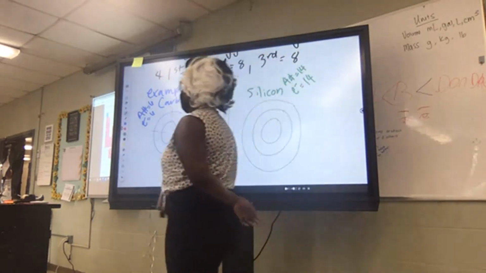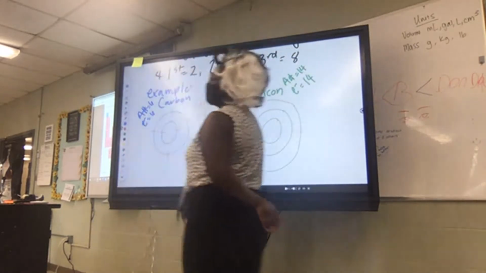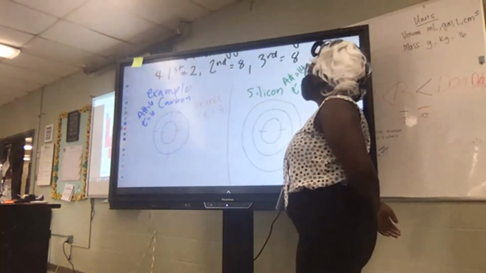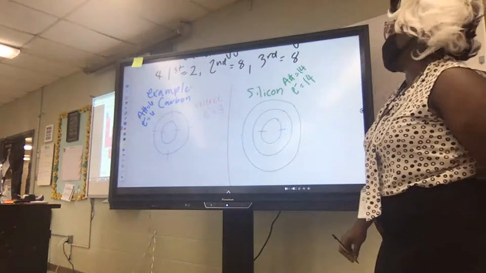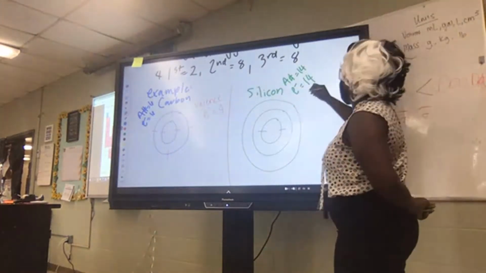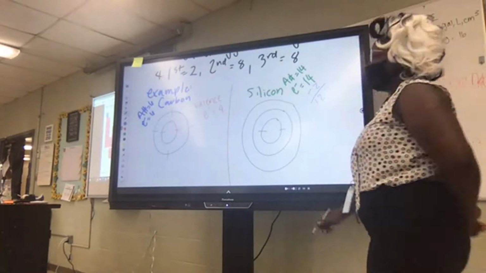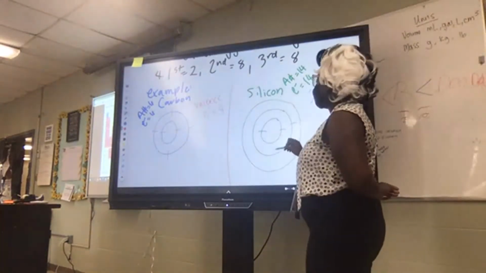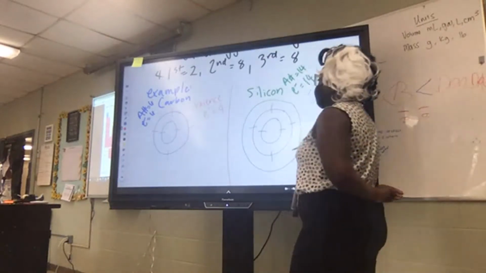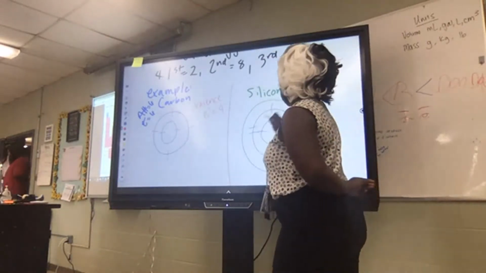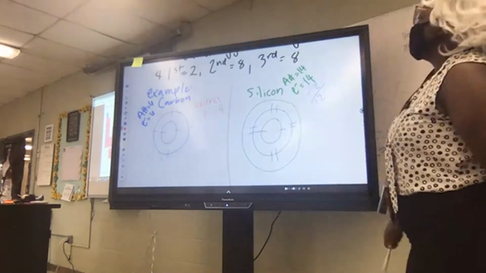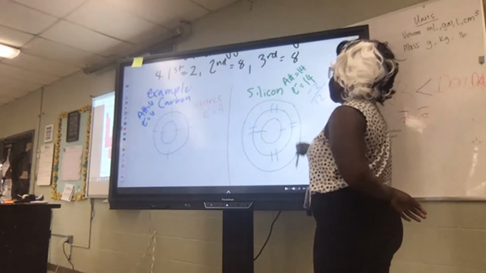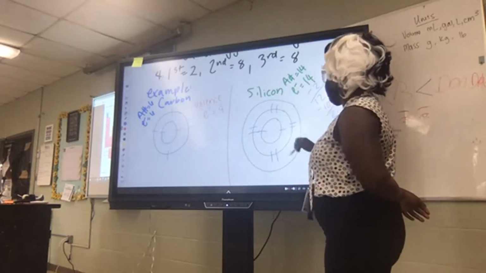Now let's draw them in. I have 2 going on the innermost ring because the innermost ring can only hold up to 2. I have 14 electrons. I used up 2, which means I have 12 left. I cannot fit all 12 on that second ring because my second ring can only hold up to 8. And then add the rest on the 3rd. I've used 1, 2, 3, 4, 5, 6, 7, 8, 9, 10. That means I have 2 left over.